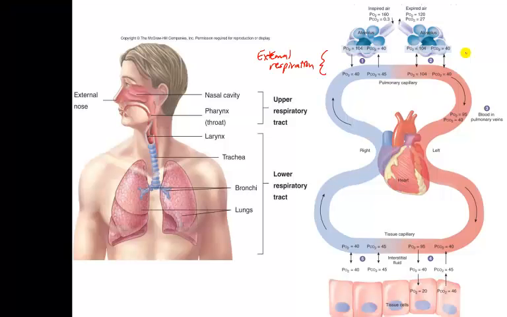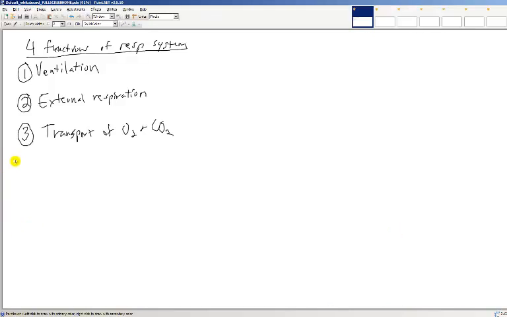And then finally, we've done the gas exchange. We've brought air in through ventilation. We've done the gas exchange, external respiration. We've transported the blood around to the cells. And then the last step is called internal respiration.